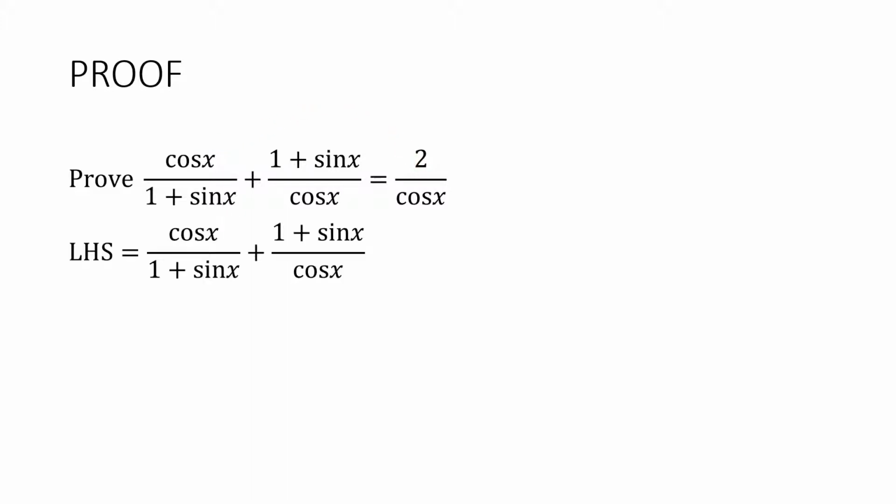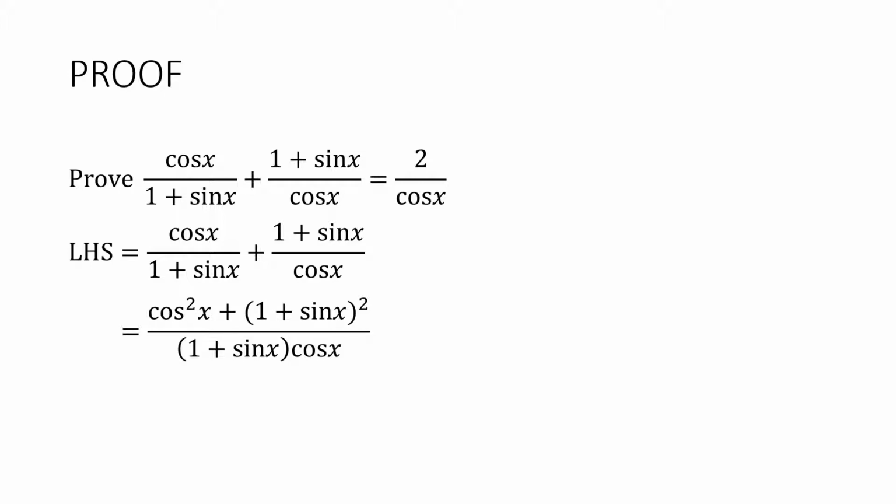So start with this. Okay, what we're going to do here is make a common denominator, and it's going to be 1 plus sin x in brackets multiplied by cos x. Now if we multiply the denominator here by cos x, we've got to do the same to the top. And if we multiply the denominator here by 1 plus sin x, we've got to do the same to the top. So hopefully this makes sense to you. See the common denominator? And I've multiplied the top here by cos x and the top here by 1 plus sin x. Next thing we do is expand this out.